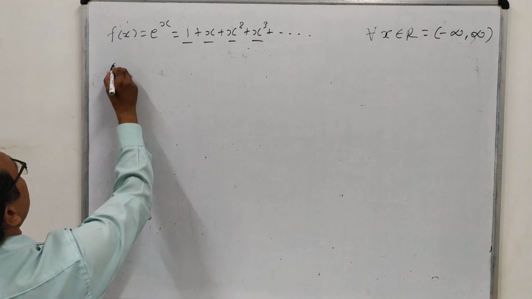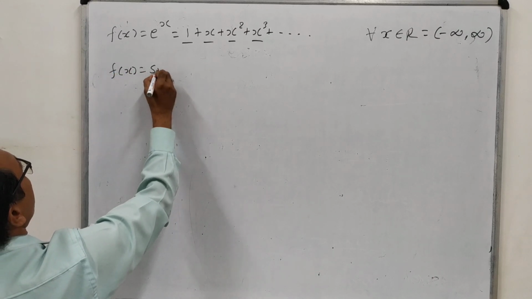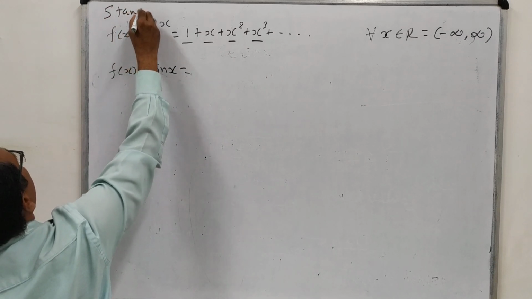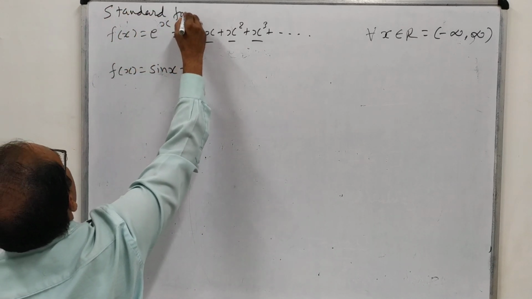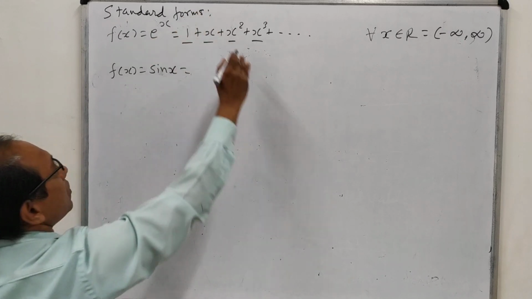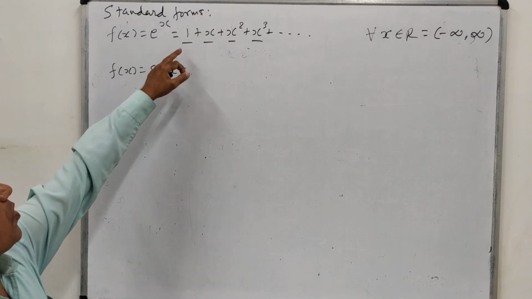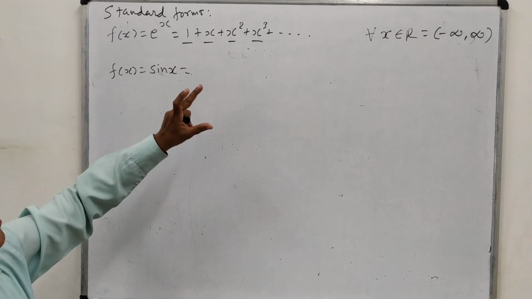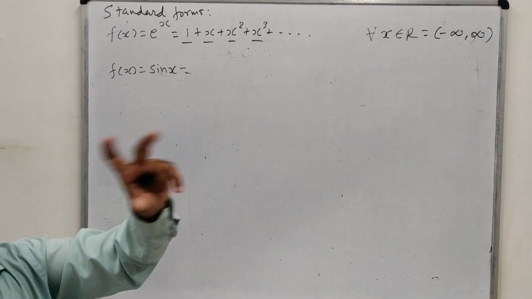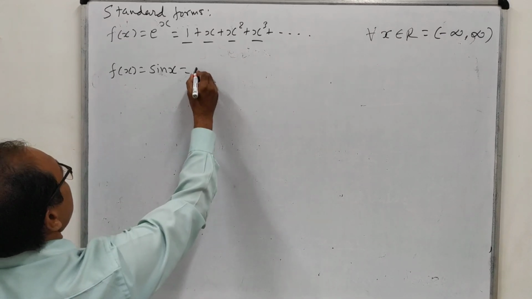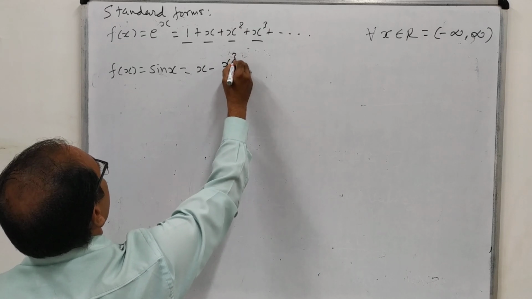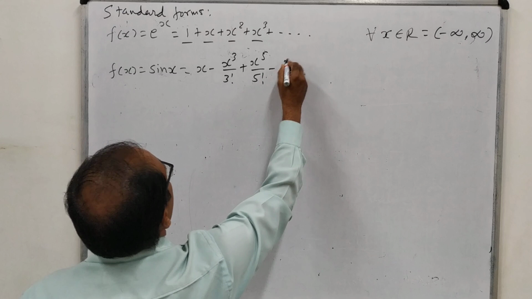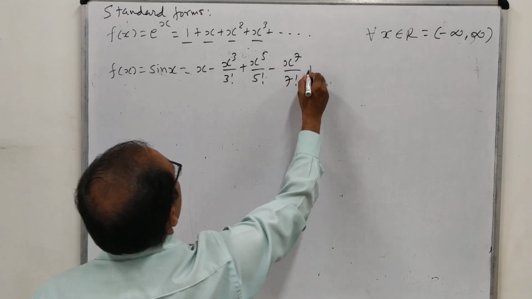Then we have also seen the standard form of sin x. Actually these are known as standard forms, and you will have to remember them because they will be very useful to you in mathematics as well as in further subjects of engineering. Okay? Sin x has the series x minus x cube by 3 factorial plus x raised to 5 by 5 factorial minus x raised to 7 by 7 factorial plus dot dot dot.